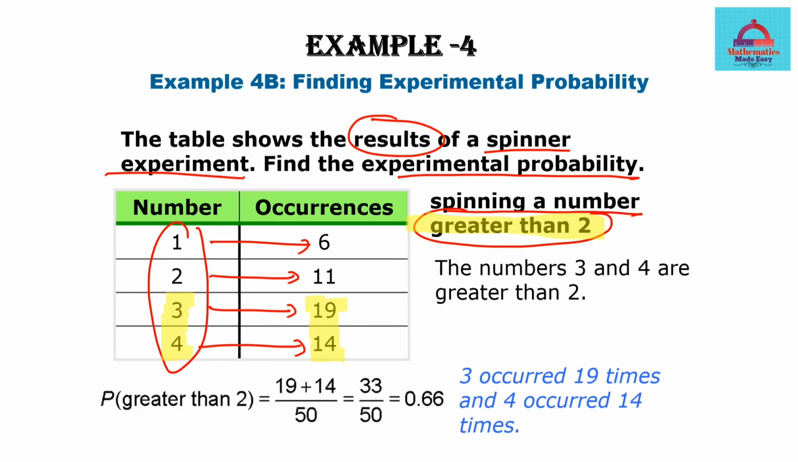So in all they are both occurring 33 times out of the total number of possible cases or the total occurrences, which is 50. So 33 divided by 50 is 0.66. This is going to be the decimal probability. In percentage you can convert to say that the experimental probability that you will get a number greater than 2 would be 66%. So we've just multiplied 0.66 with 100.